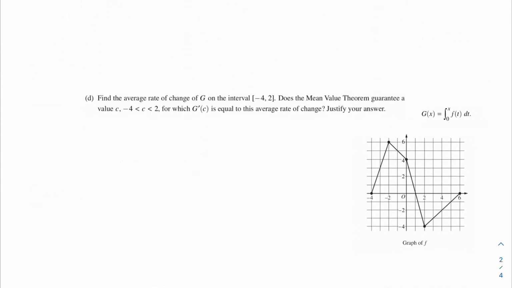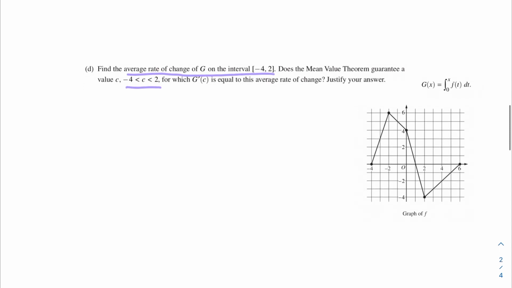All right, let's move on to part D. It's asking for us to find the average rate of change of g on the interval minus 4, 2. And then we want to see if the mean value theorem guarantees a value c such that it's between minus 4 and 2, for which g prime of c is equal to this average rate of change. Our average rate of change function is going to be f of b minus f of a over b minus a, where we're defining our 2 as our b, we're defining our minus 4 as our a.